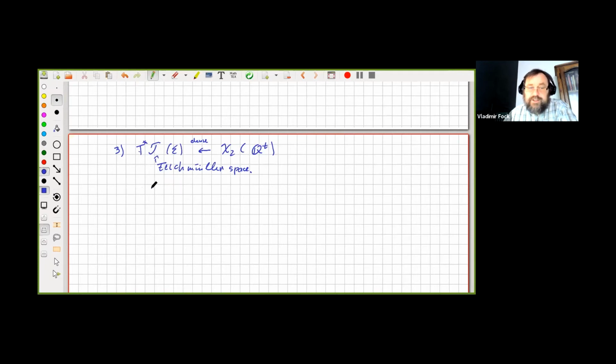What is the relation between them? What is the cotangent bundle to Teichmüller space? This is a pair which consists of a complex structure, an element here is a complex structure, plus a quadratic differential, which I will denote by mu.